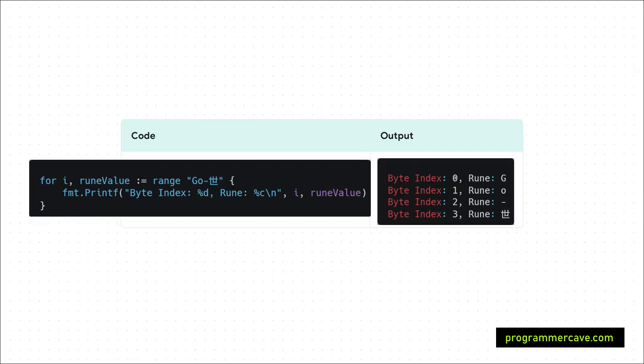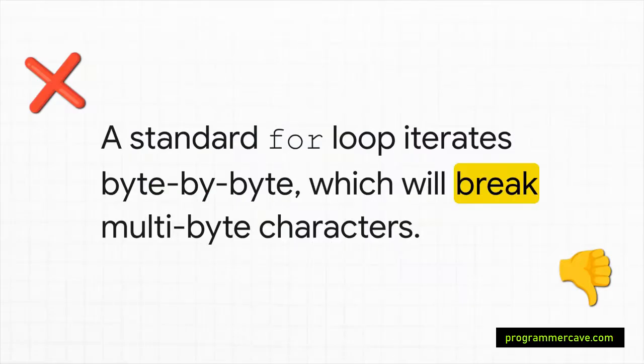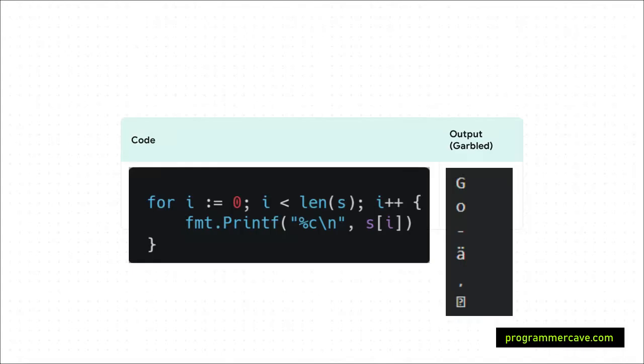It just works. Now, for the dangerous way. The classic for loop, where you go from i equals 0 to len(s). This loop is, well, kinda dumb. It has no idea what a rune is. It just plods along, 1 byte at a time. Now, if you're only dealing with basic English text, you might get lucky. But with anything else, it's a recipe for disaster. And here is the proof. Same exact string, but with the wrong loop, and the output is just total nonsense.